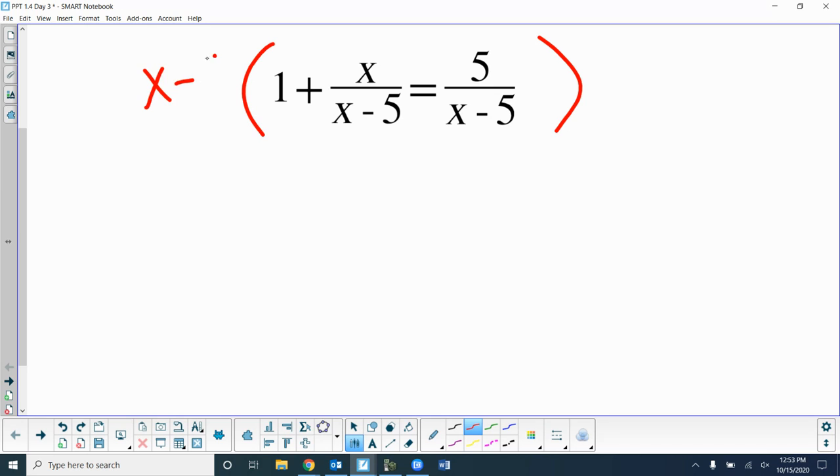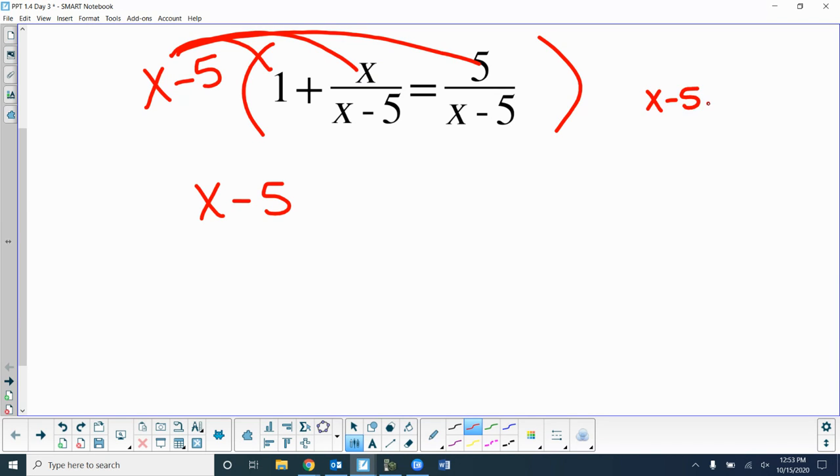Okay. So we're multiplying x minus 5 times all three of the terms on both sides. Okay? And x minus 5 times 1 is just x minus 5. And then x minus 5 times x over x minus 5. You can think of it like that as a fraction if you want.